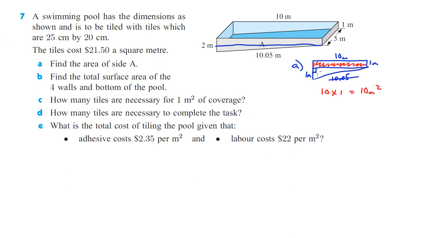And then we've got the area of the triangle, which we'll do in green here. That's going to be 1/2 the base, which we'll call 10 or 1, it doesn't matter, 1/2 of 10 times the height, which is 1. So half of 10 is 5. 5 times 1 is 5 square meters. Okay, so that means the total area for that side is 15 square meters. Okay? B, find the total surface area of the 4 walls and the bottom of the pool.